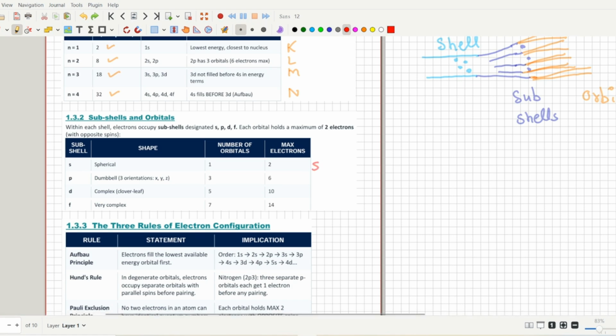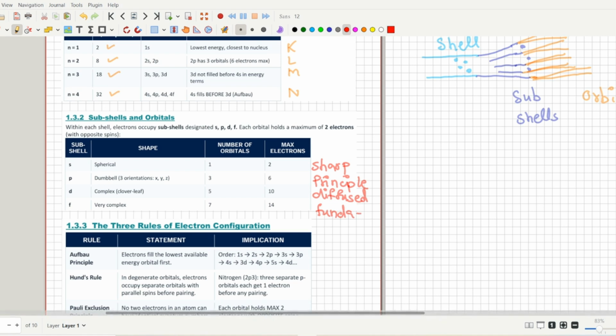So S is sharp, P is principal, D is diffused and F means fundamental. These are the actual names for S, P, D and F. Spherical is the shape of the S orbital, dumbbell shape is for the P orbital, and double dumbbell or complex is for the D orbital. You can also say that the shape of D is sausage shape.